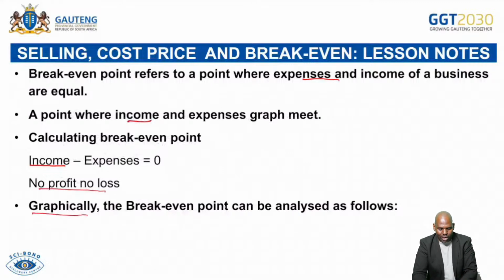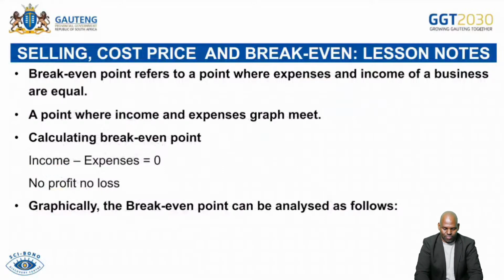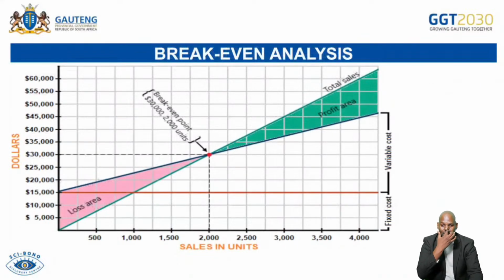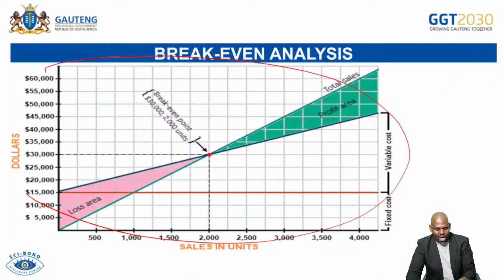Graphically, the break-even point can be analyzed as follows. This is a picture of a break-even analysis. If you look at this graph, if you look at this grid, you will see that we've got a graph of income.